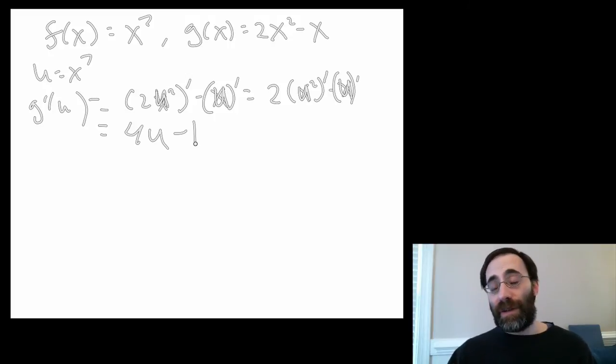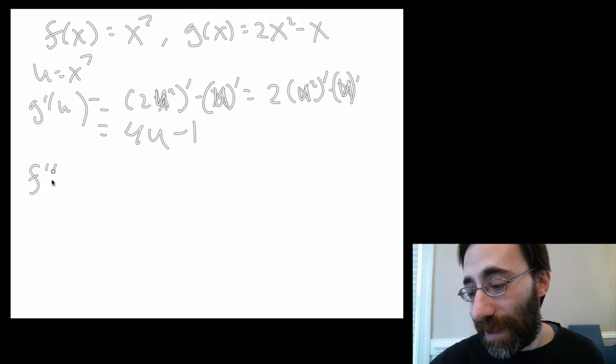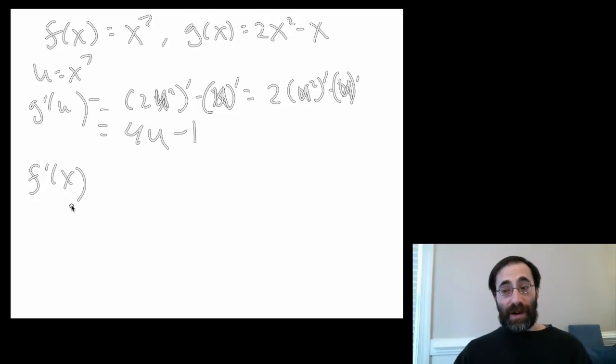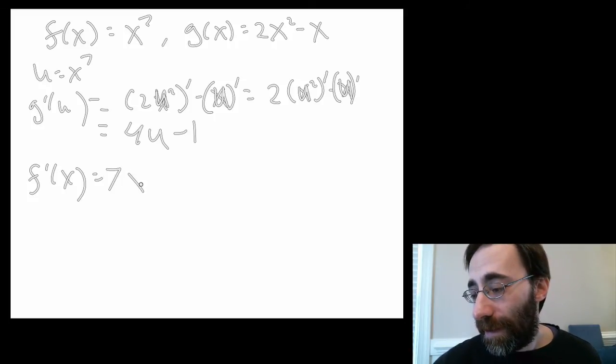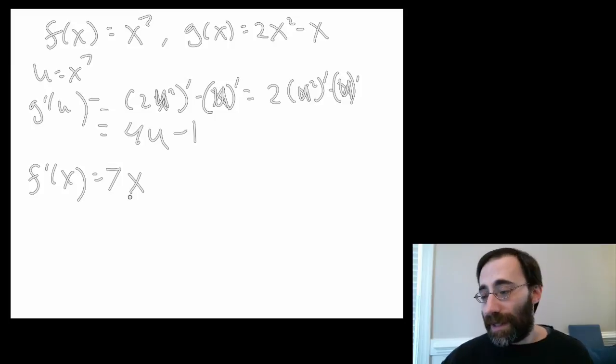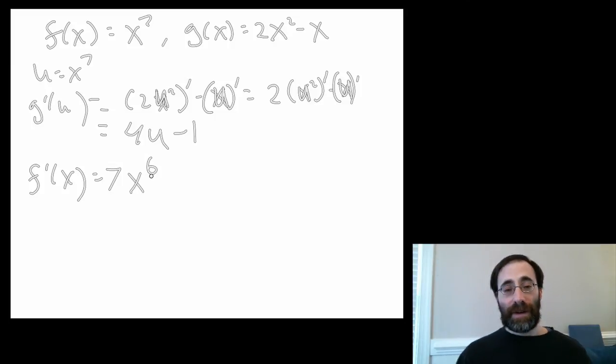The next step is the derivative of f. Here we have x's, so it's easier. Use the power rule here. Pull down the 7. 7 minus 1 is 6. And you get that. That's it.